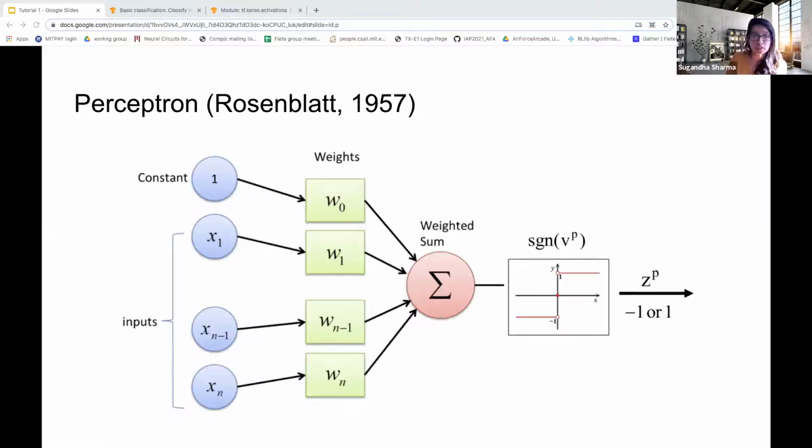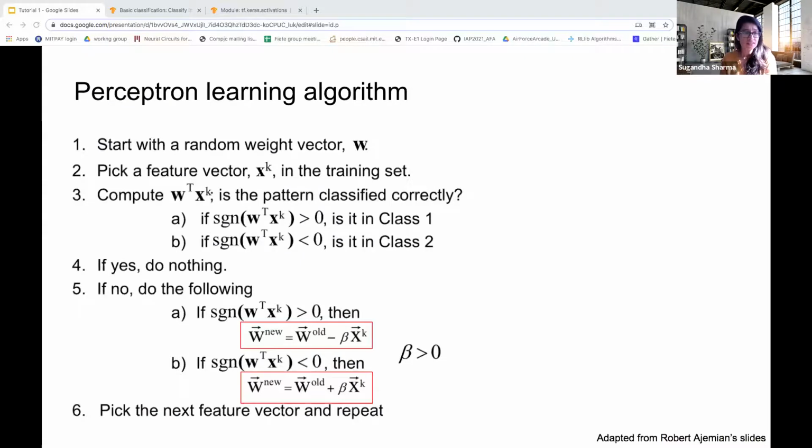So now we want to find a way to compute these weights given our inputs or the training data. Our inputs in this case would be a set of vectors X, which each correspond to a point in space that we want to classify. And so this is the perceptron learning algorithm. We start with a random weight vector and we pick a feature vector X, which is basically one given input. A feature vector is just one given input, represented by vector X_k. So this is input k, and this is one input in the training set.